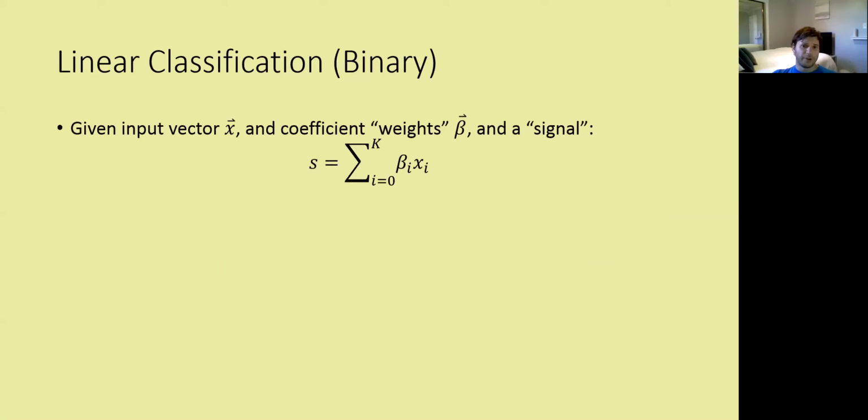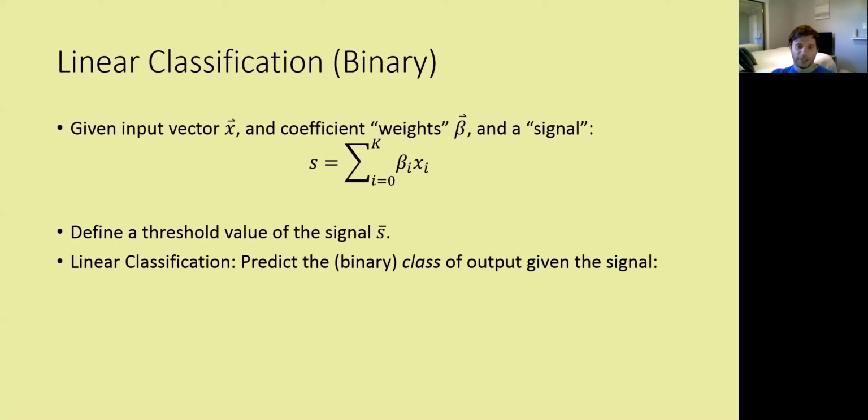If we wanted to use linear regression for classification, you could do this. It's not a great tool, but it is possible. Given again the signal here in red, we could define some threshold value. Let's call it S bar, some constant, where if we plug in our data and the signal is above that constant, we would classify that data point as one particular class. But if the signal isn't high enough, it doesn't breach that threshold, then we would not classify it accordingly. So for a linear classification problem, using this linear regression tool here, we can predict a binary class of output given the signal.